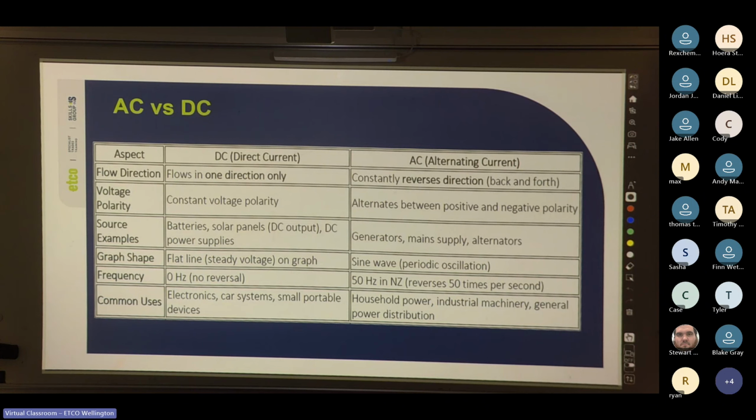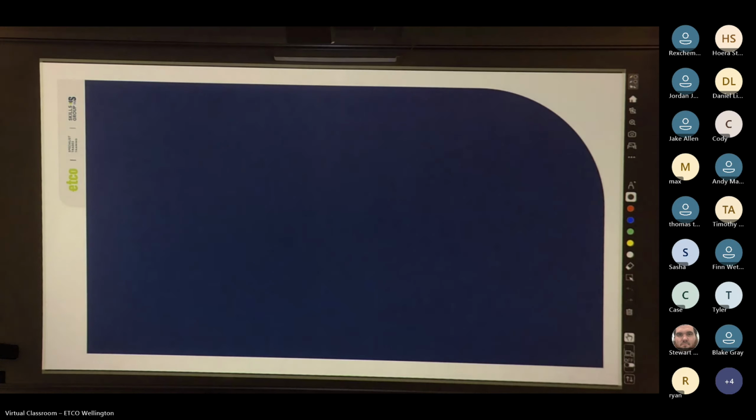Frequency: generally you get 0 hertz with DC because there's no reversal, there's no back and forth. And 50 hertz in New Zealand reverses 50 times a second. So we'll also talk a little bit about that when we get to the sine wave. Common uses for DC: electronics, your car systems, small portable devices, your electric cars. And AC we use for household power, industrial machinery, and general power distribution. Cool.